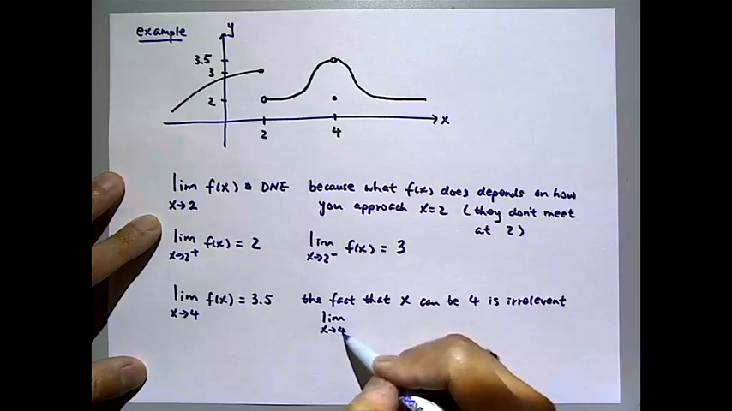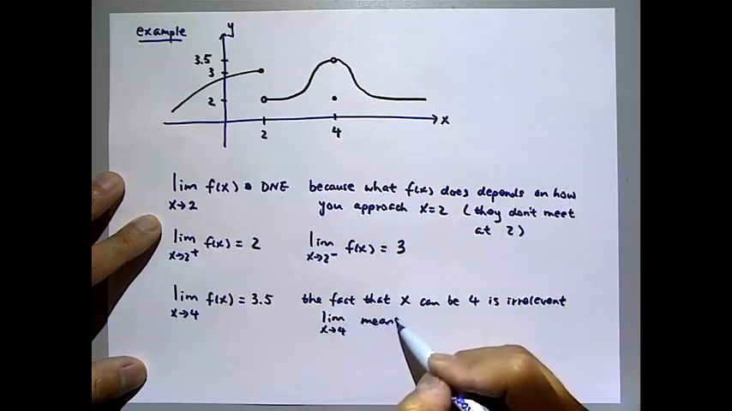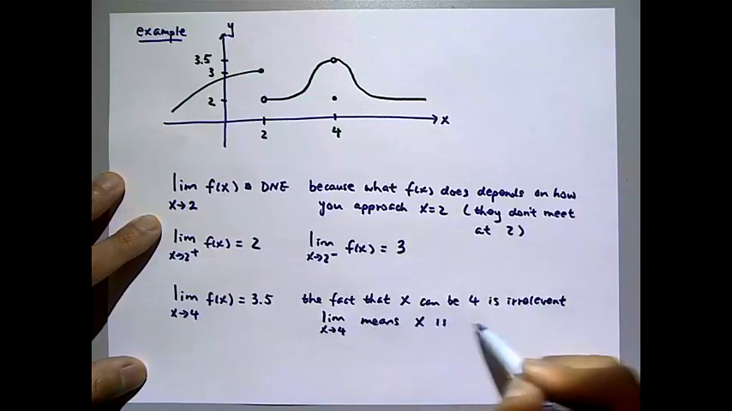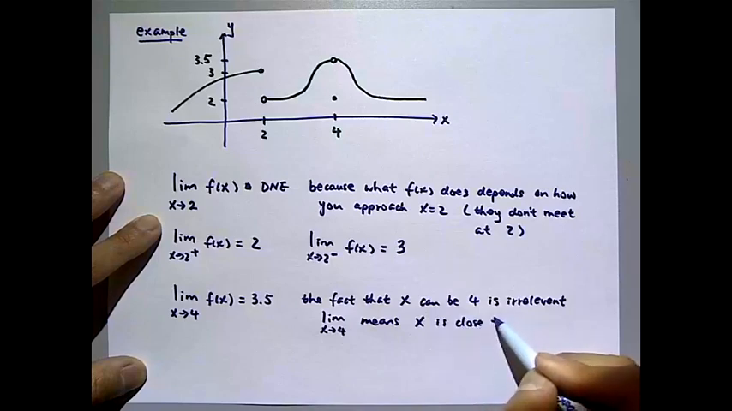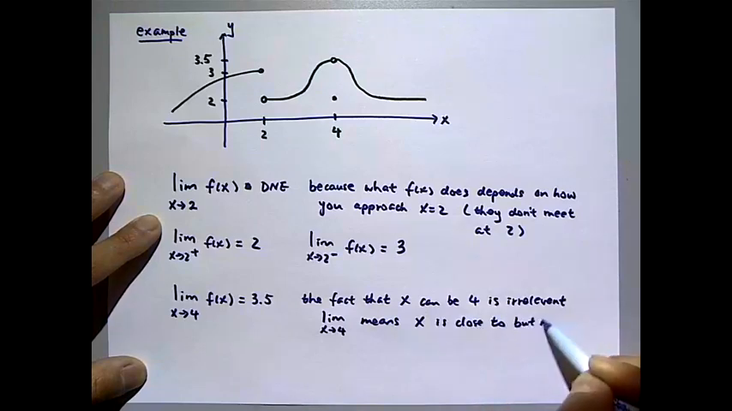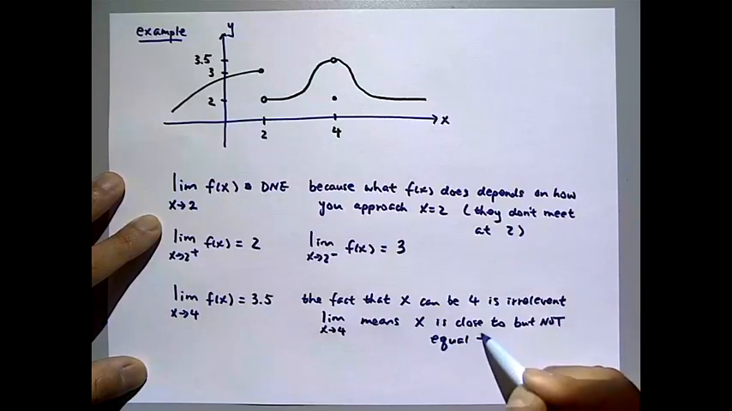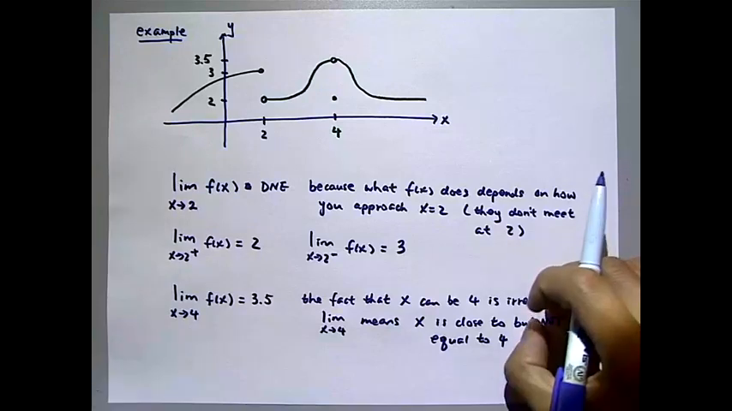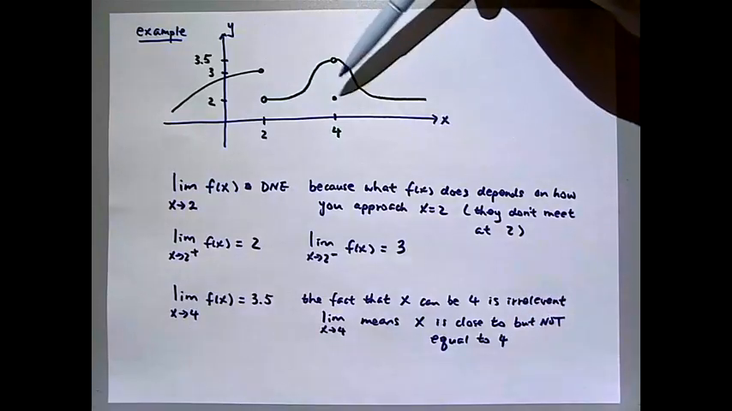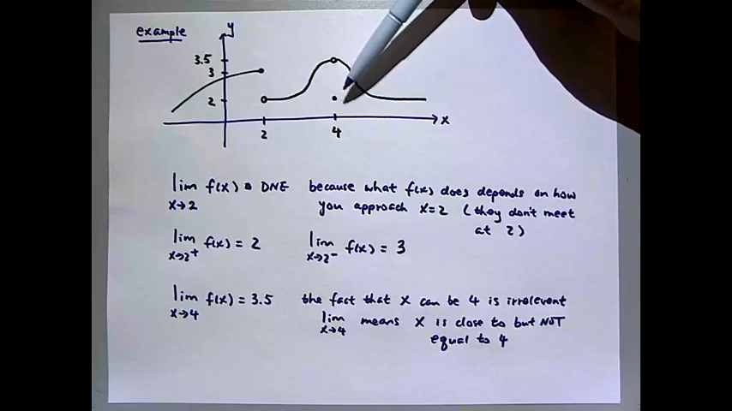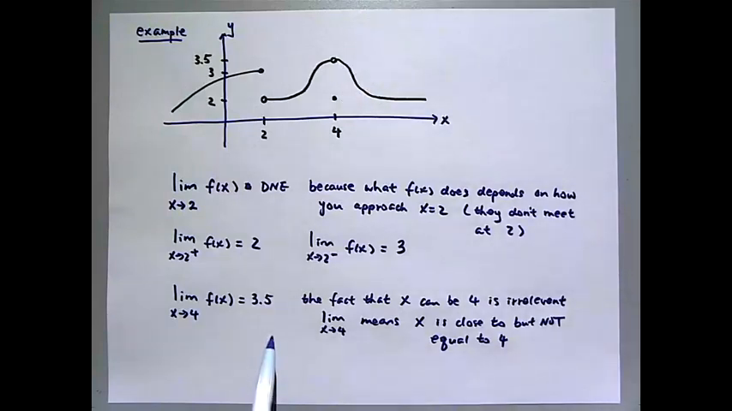Limit as x approaches 4 means x is close to, but not equal to, 4. So that dot, wherever that dot is, even if the dot doesn't exist, is completely irrelevant when we look at this question right here. The limit as x approaches 4 is about what the function is trying to do. This is just like the earlier examples we did.